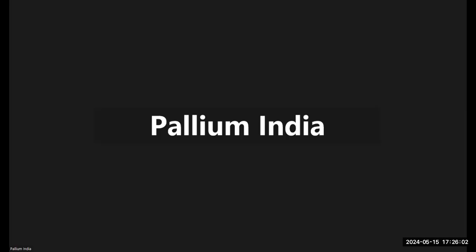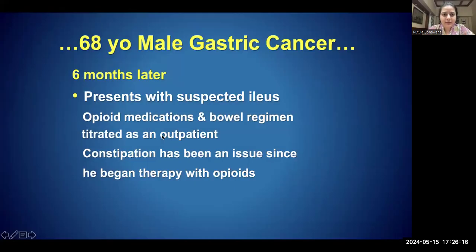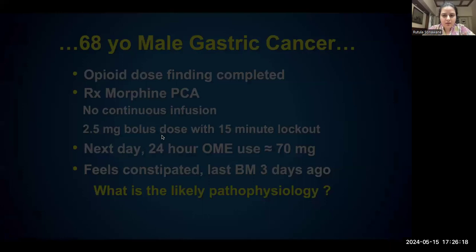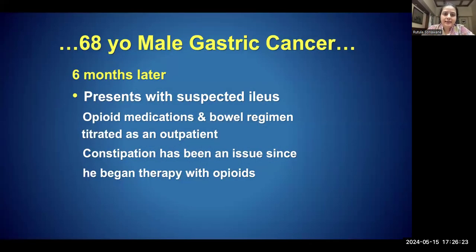Yes, ma'am. Okay. So the reason for constipation would be the increased dose of morphine currently. So basically that would be the opioid induced constipation. Now again, the same patient 6 months later, suspected ileus, opioid medication and bowel regime titrated as an outpatient. Constipation has been an issue since the beginning of the therapy with opioids.